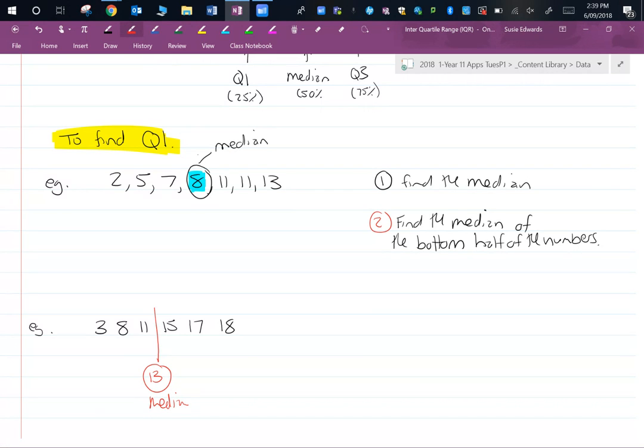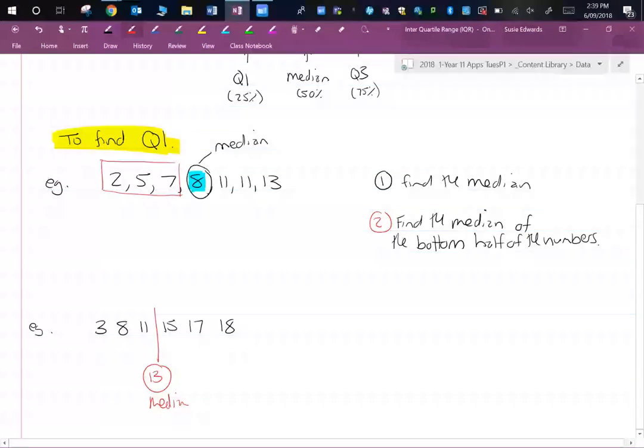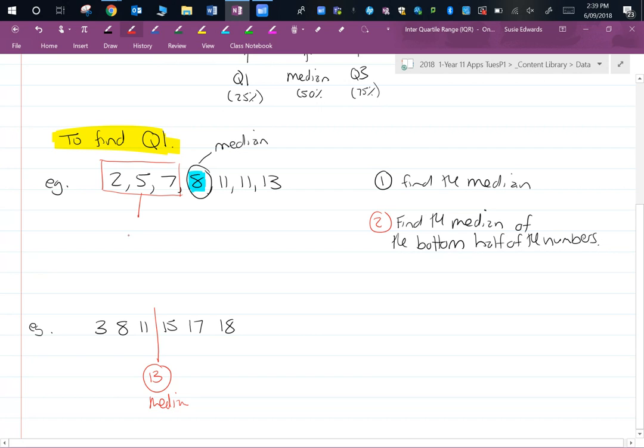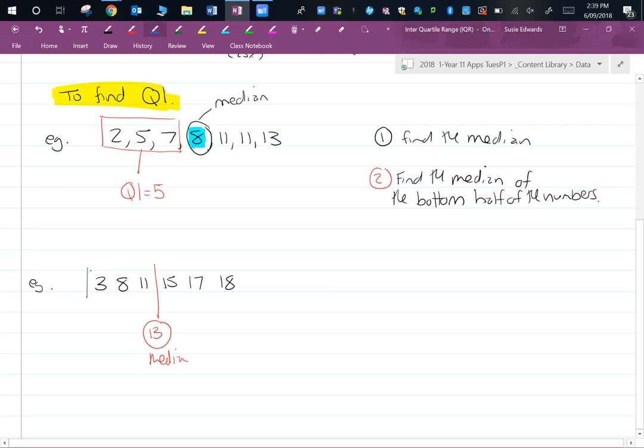And we go, okay, if this was a set of numbers and we were finding the median of 2, 5, 7, what would the median be? 5. 5 is Q1. All right, now what about in this set of data here? So this time we include the 11. So Q1 is 8. It should be like a lower one, but anyway, doesn't matter.